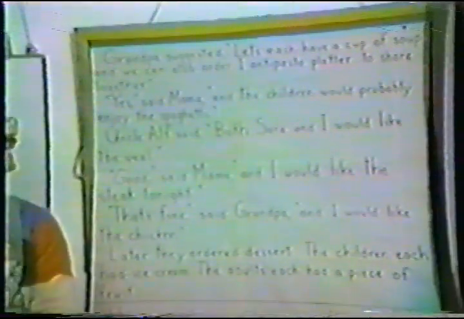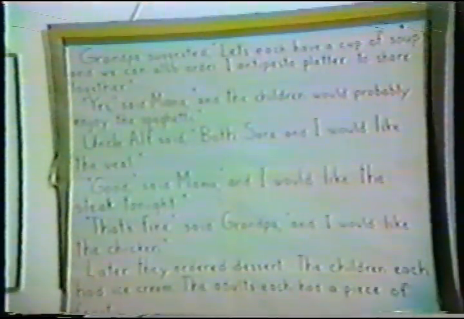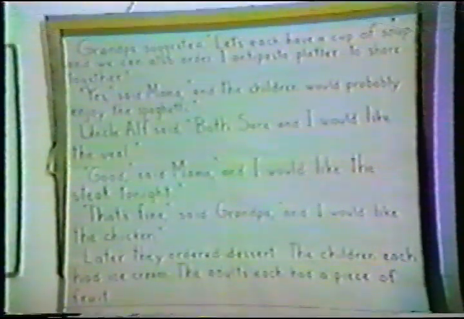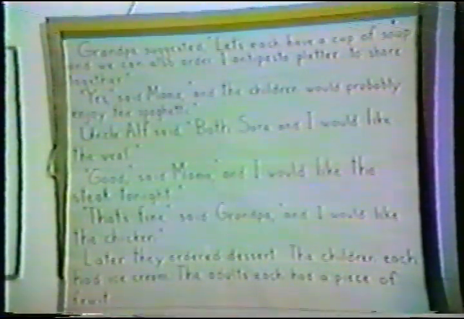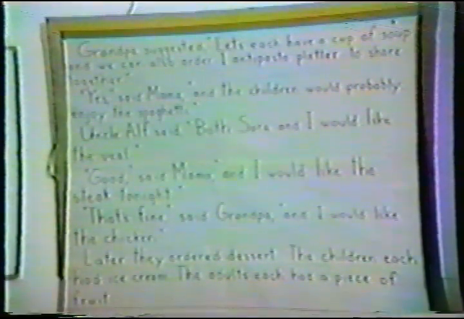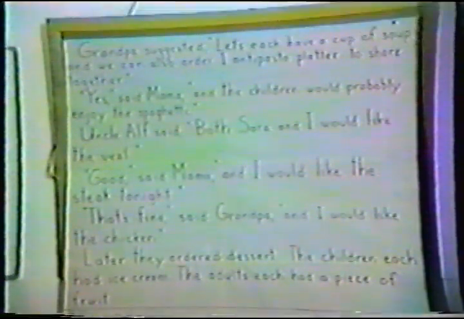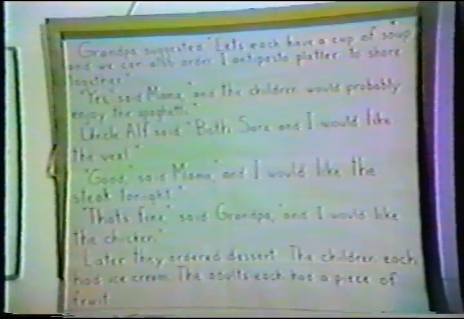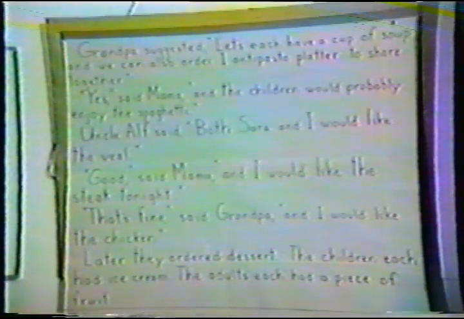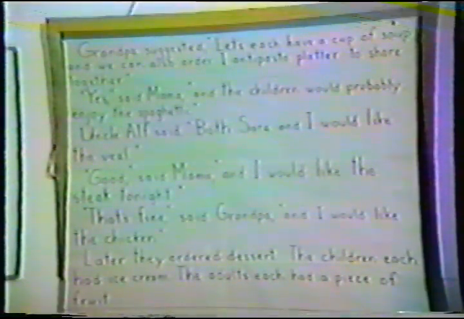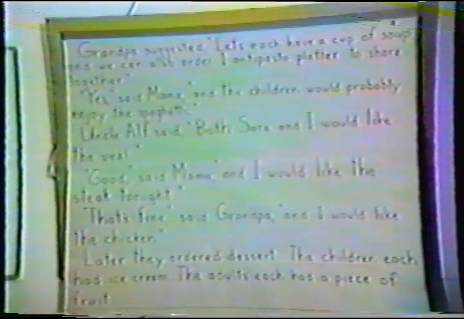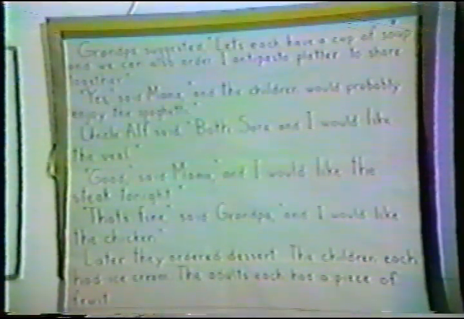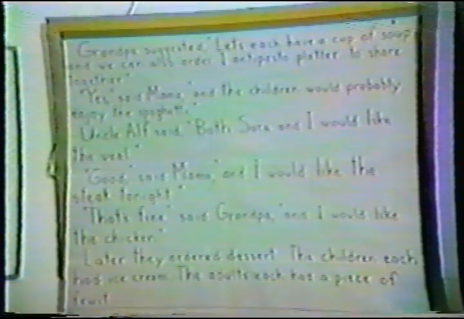Grandpa suggested, let's each have a cup of soup, and we can also order 1 antipasto platter to share together. Yes, said Mama, and the children would probably enjoy the spaghetti. Uncle Alf said both Sarah and I would like the veal. Good, said Mama, and I would like the steak tonight. That's fine, said Grandpa, and I would like the chicken. Later, they ordered dessert. The children each had ice cream, and the adults had a piece of fruit.